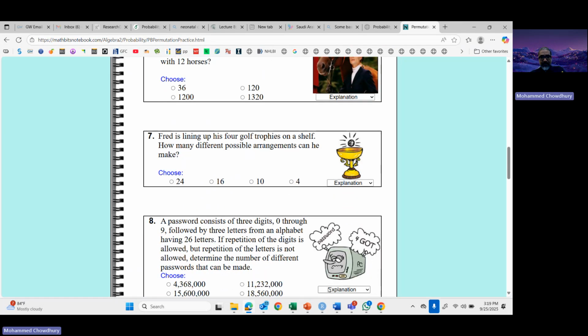Brad is lining up his golf trophies on a shelf. How many different possible arrangements can be made? So factorial 4, which is equal to 24.